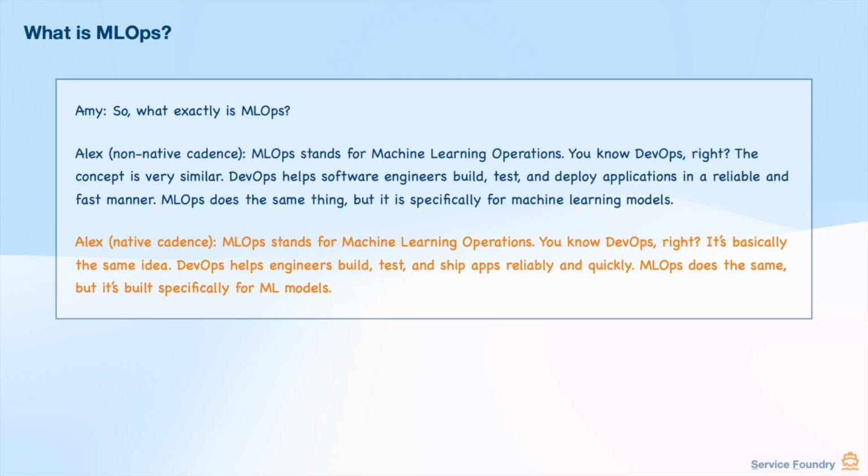MLOps stands for Machine Learning Operations. You know DevOps, right? It's basically the same idea. DevOps helps engineers build, test, and ship apps reliably and quickly. MLOps does the same, but it's built specifically for ML models.